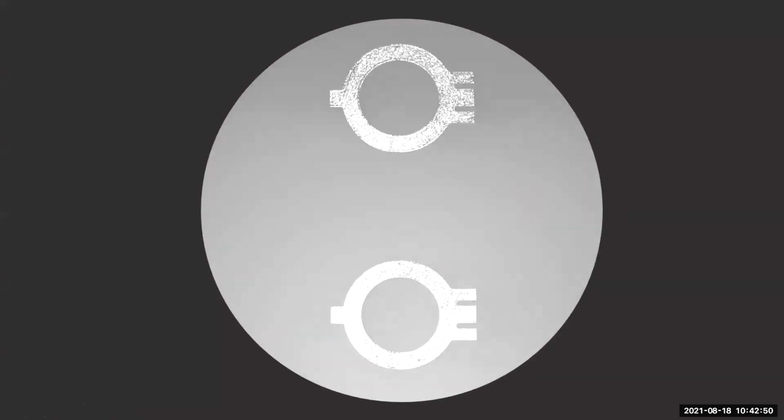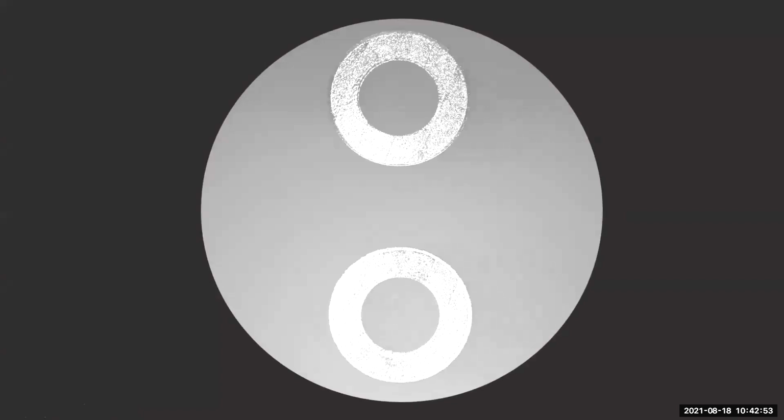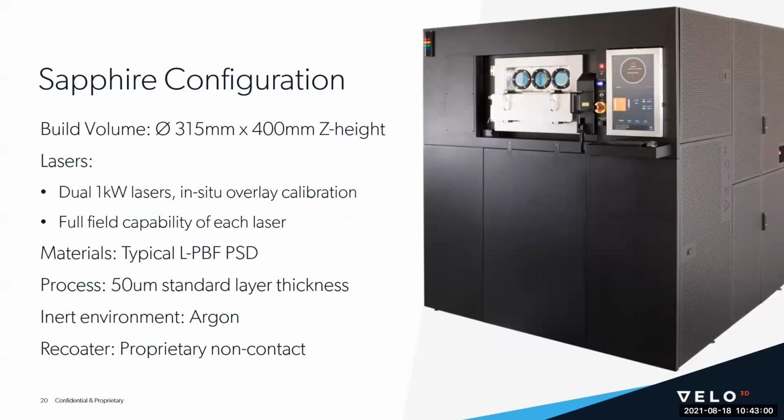This does have this flickering effect you can see, but this is just due to the way the light is hitting the hatch patterns. The pattern of the hatching rotates each layer just to help with evening out the heating for the build. So talking about the Sapphire Printer itself for a second, the build plate is 315 millimeters in diameter. It's a circle, and the full range height is about 400 millimeters. We have 2 1-kilowatt lasers, each of which can scan the entire build plate. And we do run these lasers at their full potential to maximize throughput.